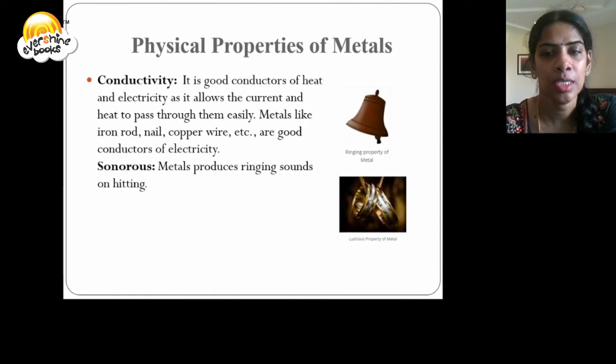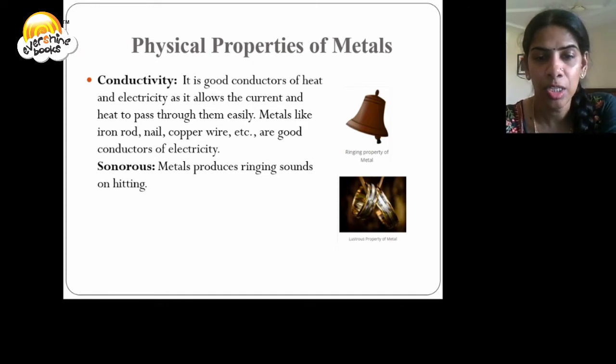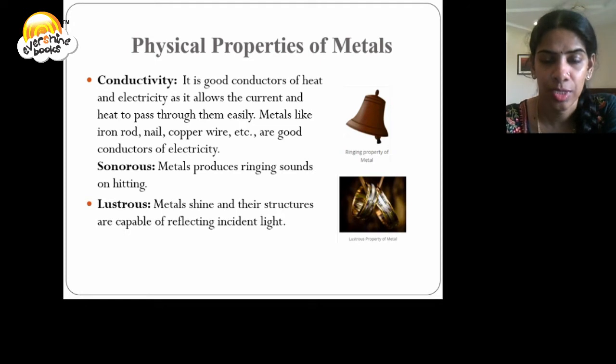The next property is conductivity. Metals are good conductors of heat and electricity. It allows the current and heat to pass through them easily. Metals like iron rod, nail, copper wire, etc. are good conductors of electricity. Sonorous. Metals produce ringing sounds on hitting. You can see the bell which helps in making sound. It is made up of metal. Lustrous. Lustrous is metal's shining nature. It has the capability of reflecting light.